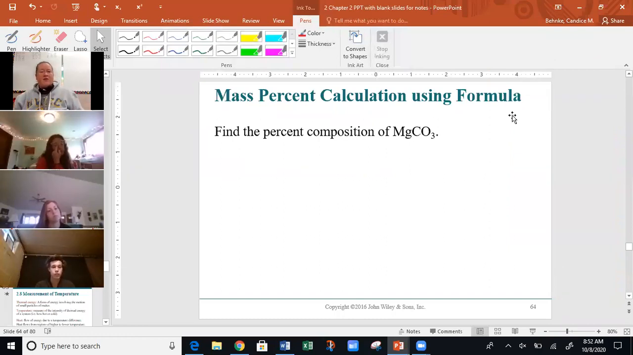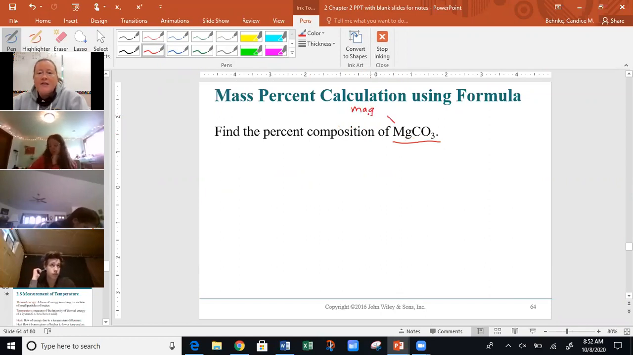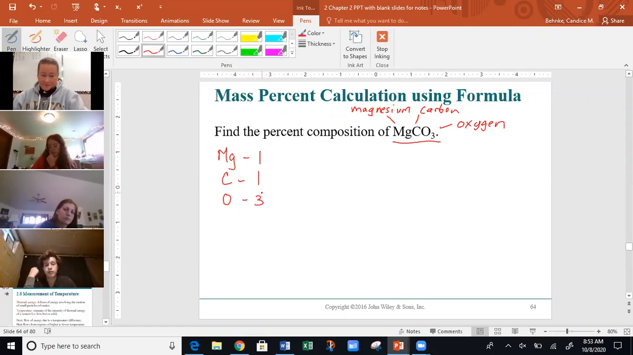Here's the second way. We use a mass percent calculation using a formula. In this case, we have a formula, MgCO3. We have to identify what elements are there. We have Mg, which is magnesium, C, which is carbon, and O, which is oxygen. So I'm going to identify the elements: I have 1 magnesium, 1 carbon, and 3 oxygens.